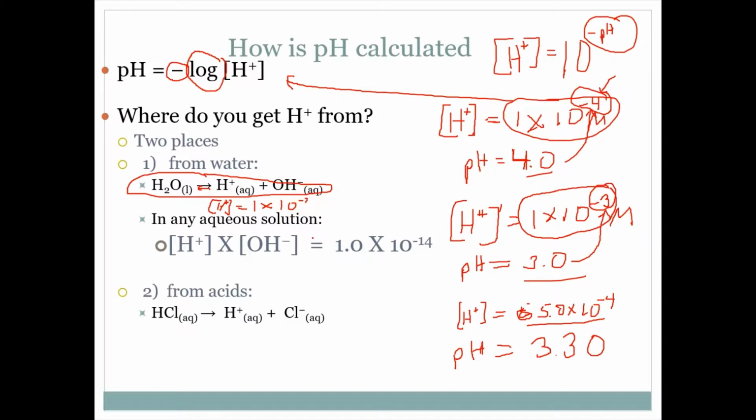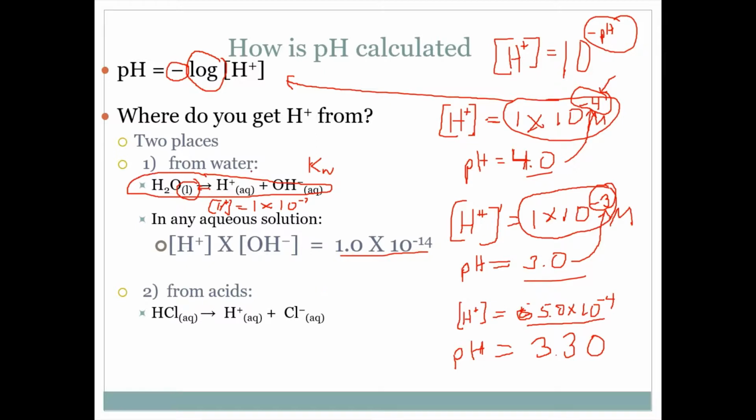Okay, and how do we get that? Because the K for this reaction, we'll call it KW. You'll notice that this is liquid. So the law of mass action for this is K equals hydrogen concentration times hydroxide concentration. Turns out it's 1 times 10 to the minus 14th.